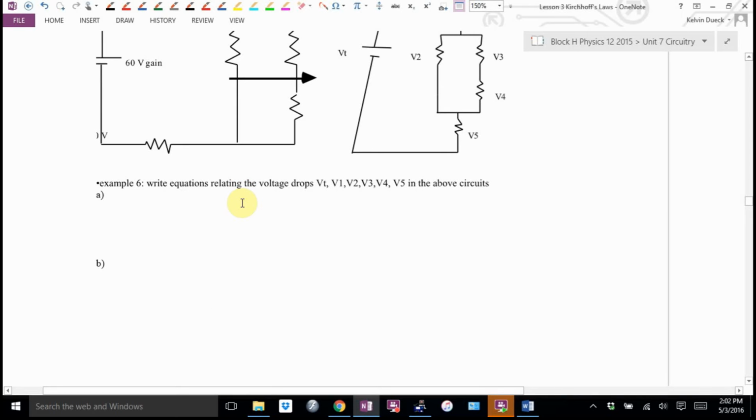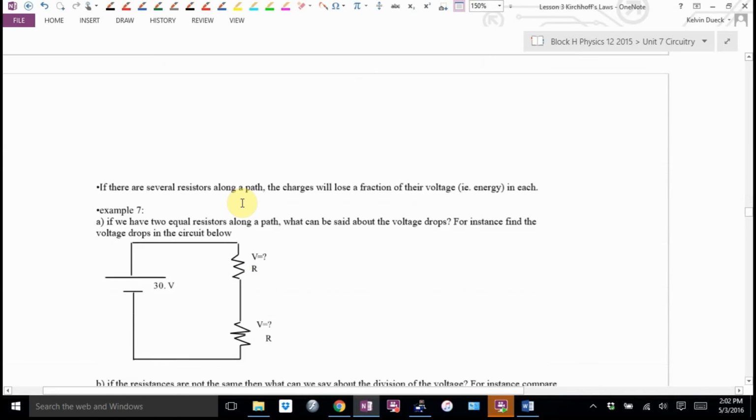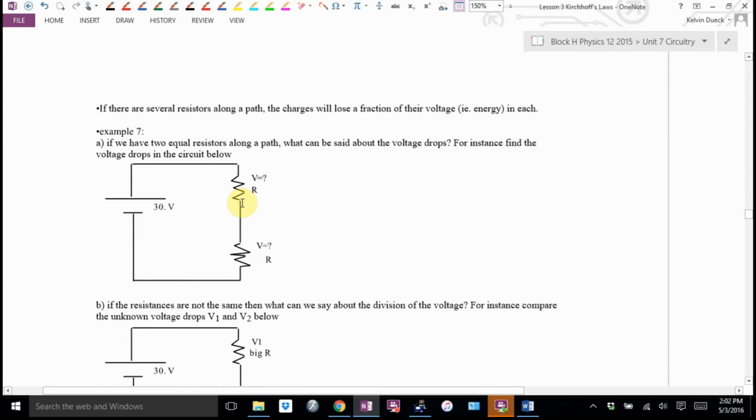Example 6 says write equations relating the voltage drops. I'm going to say skip. Let's go to example 7.